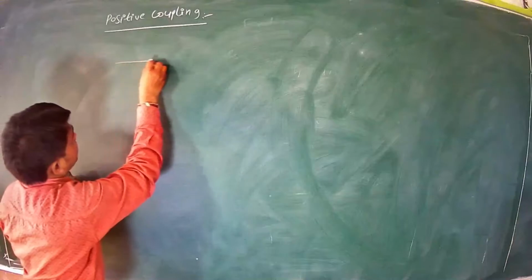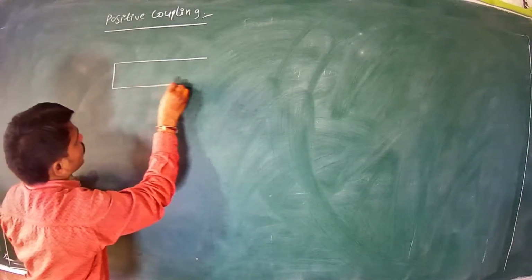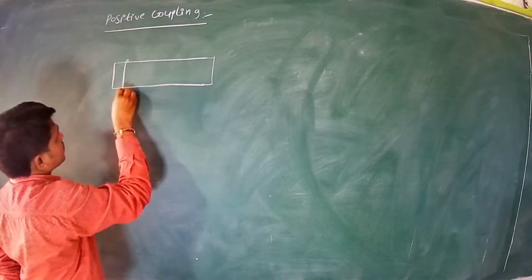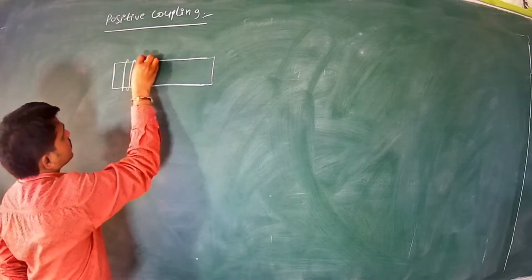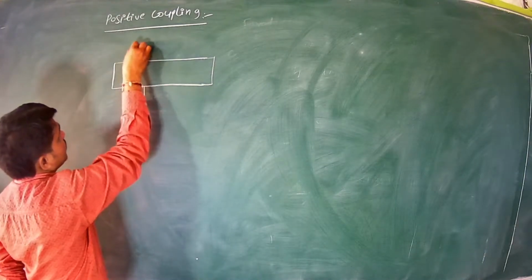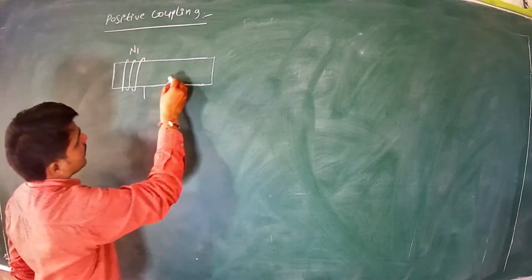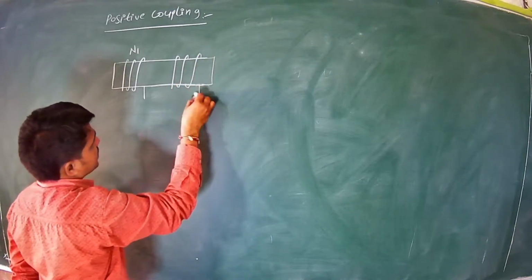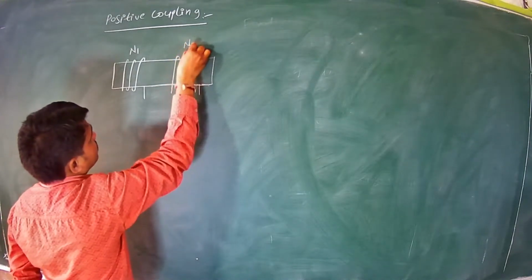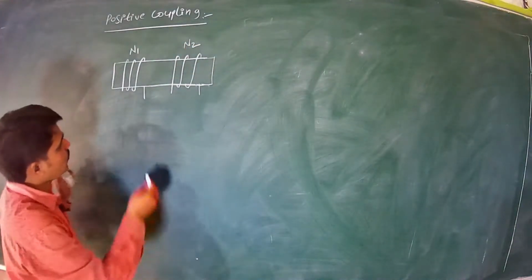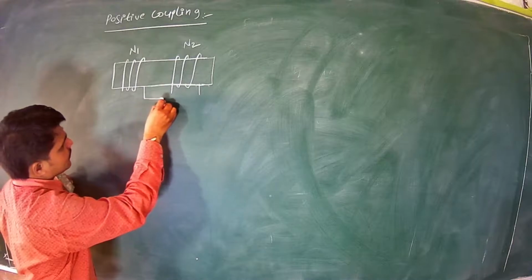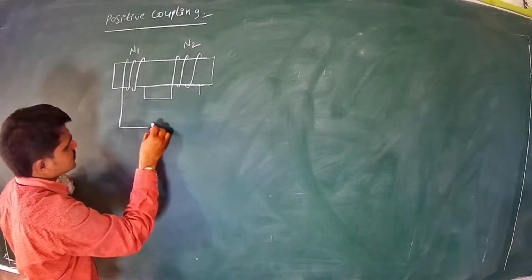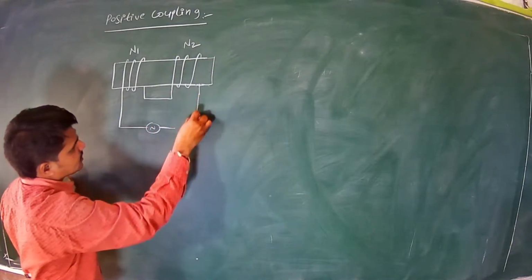So I have a common magnetic core. In this magnetic core, I have two coils. This coil one has N1 number of turns, and another coil has N2 number of turns. Now I have given the connection like this. The current flowing through this, let us give an AC supply.